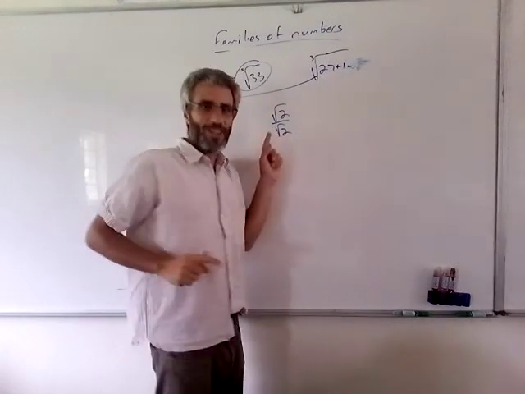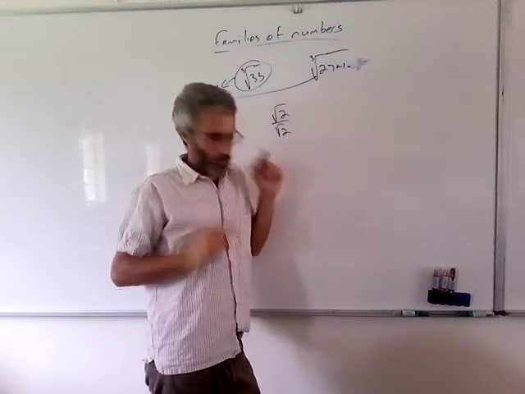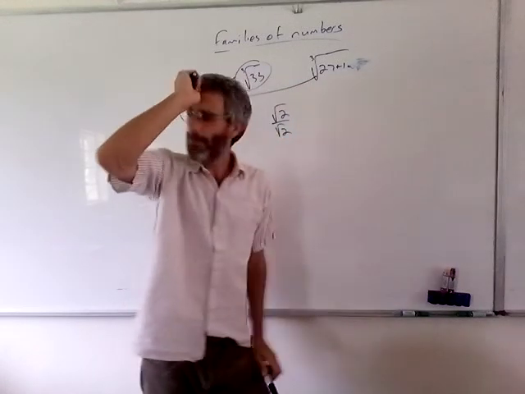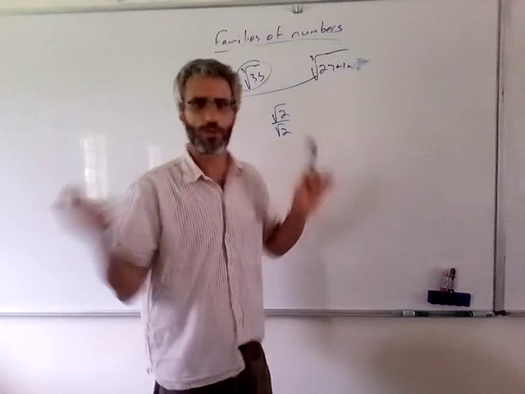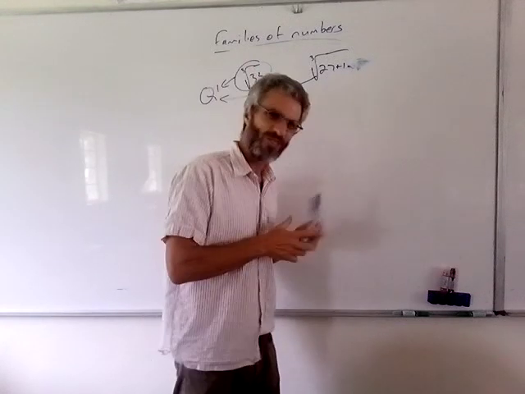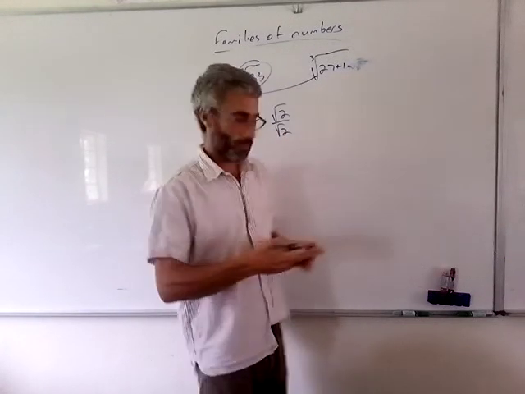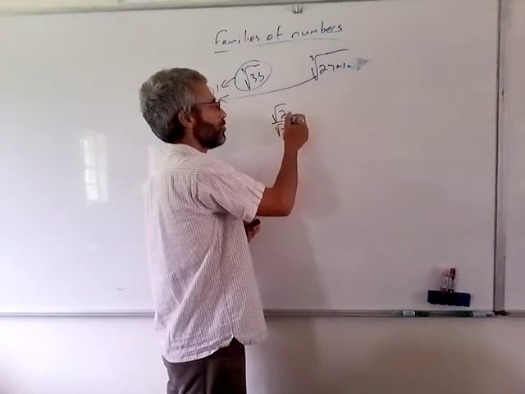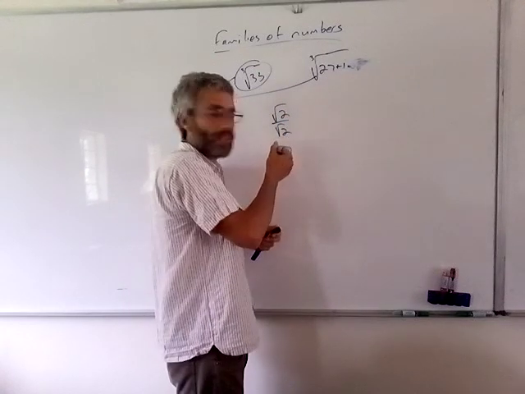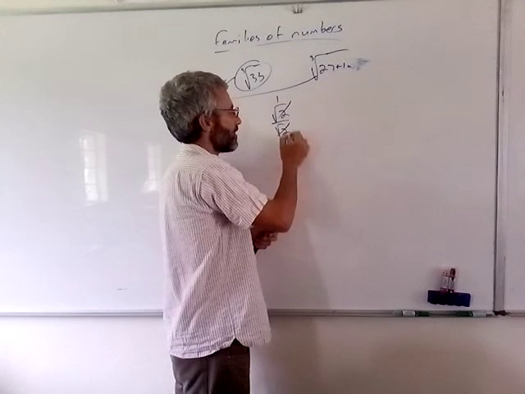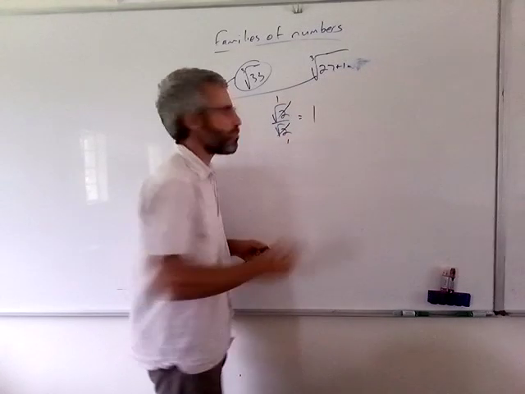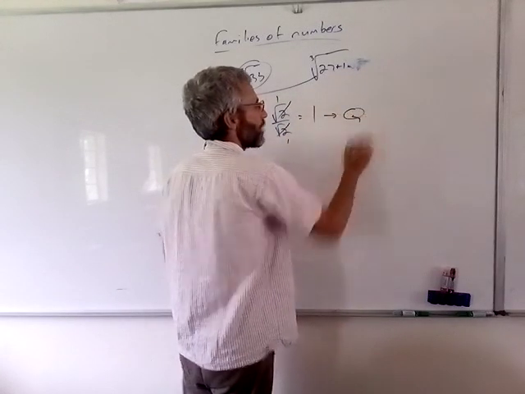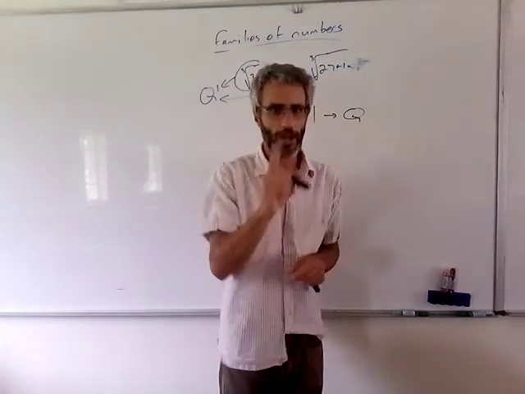Now, this is the tricky one. Square root of 2 divided by square root of 2. Immediately, you might say, hang on, I remember Mr. Lesham telling me the square root of 2 is irrational. But is it irrational? No. Because what is the square root of 2 divided by the square root of 2? I can cross cancel, isn't it? So it's 1 divided by 1. It's 1. And 1 is obviously a rational number. So don't get confused there.